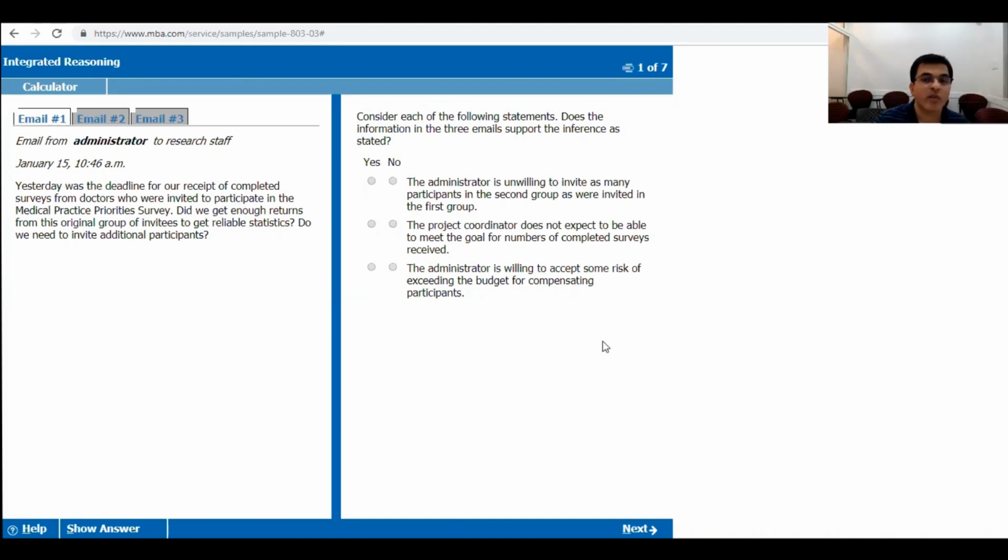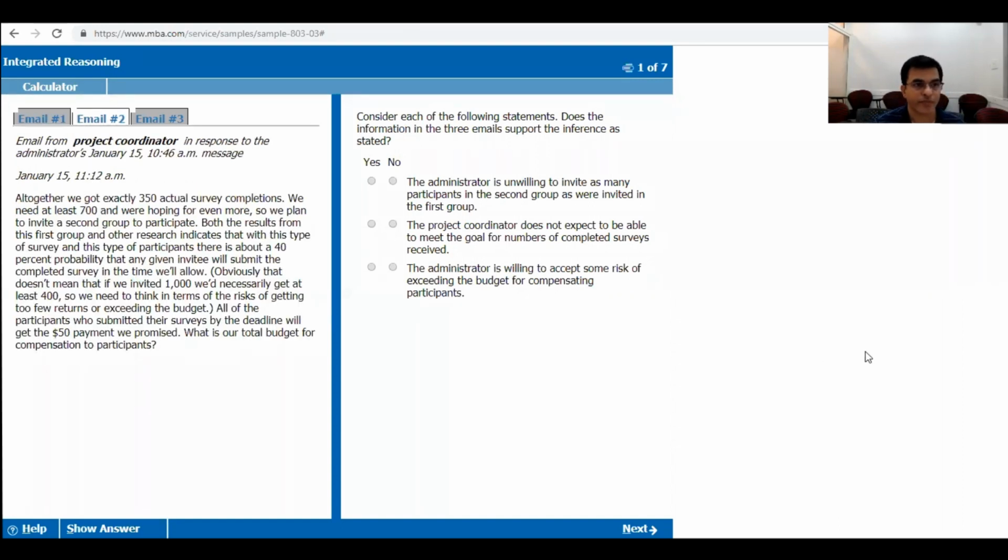Okay, so this email was from the admin to research staff. Now we'll move on to the second email. Okay, so in the second email, there is some important data which you have to capture. That they want 700, they have got 350, means they need 350 more. That's one thing we know.